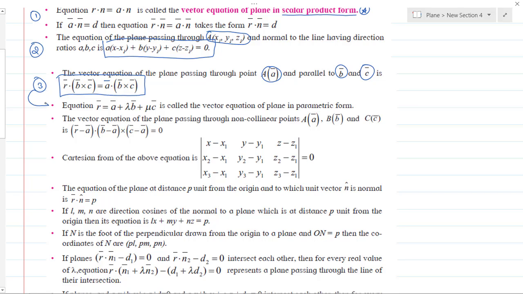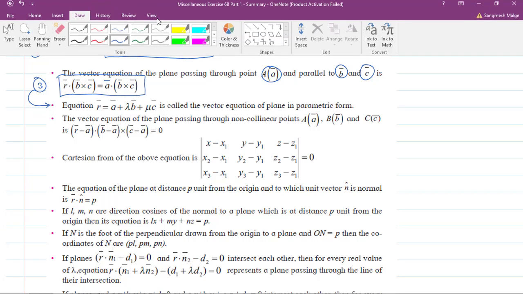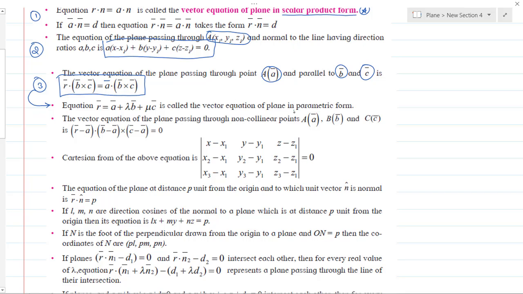Its extension is that the linear combination of vectors can be represented as lambda b bar plus mu c bar. And the most important part is that it is known as the parametric form of the equation. Very important one. This is also very important. We have seen the questions based on all of these formulas. Then the next important one is what?